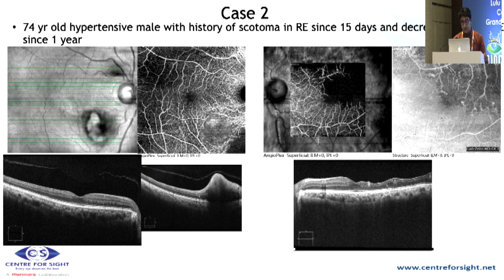So this is an interesting case which came up. A 74-year-old hypertensive male came with a history of scotoma in the right eye. On examination he was found to have a small branch vein occlusion, and he said the left eye has also been diminished for the past year. What we saw was an old BRVO with a huge area of macular ischemia, and vision was around 6/12. Since there was no macular edema in the right eye, no anti-VEGF injection was given.